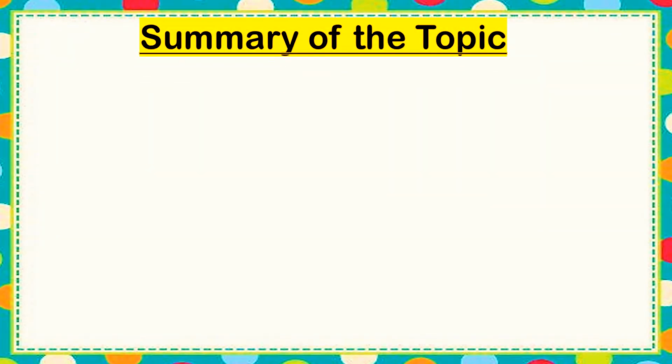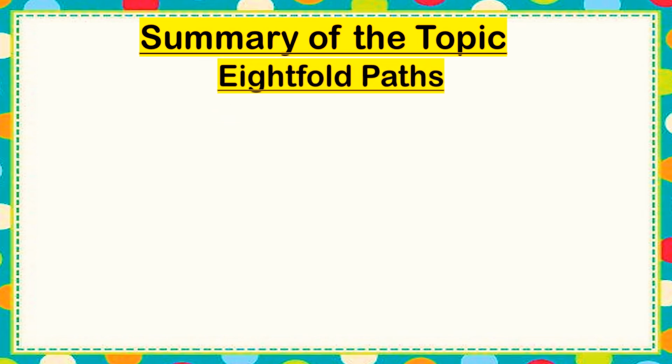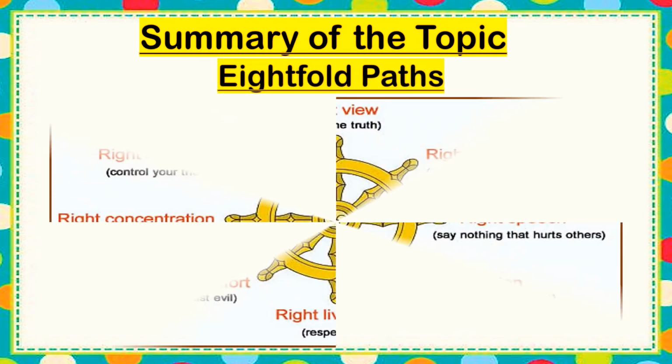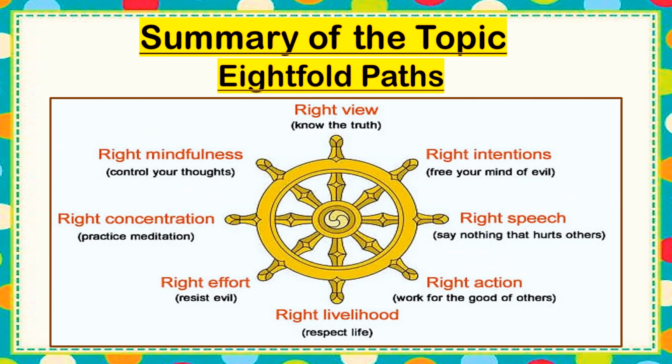Now, class, let us study the summary of our topic for today, which is about the eightfold paths. So again, there are eightfold paths in finding the way how to end suffering. The first one is right view. You have to know the truth. The second one is right intentions. Free your mind of evil.